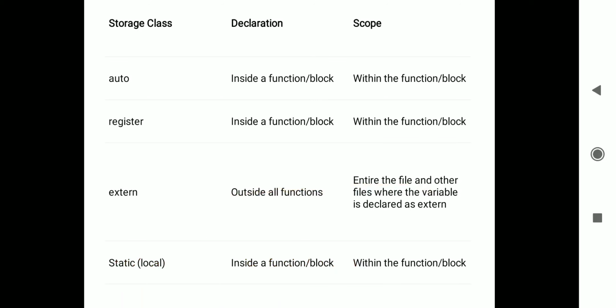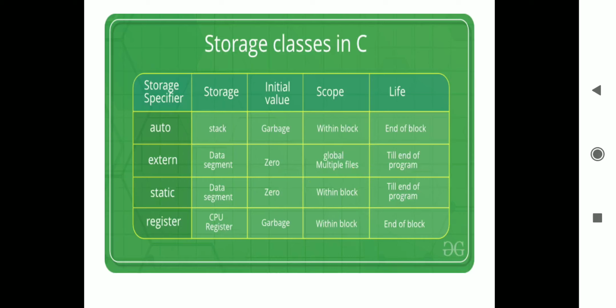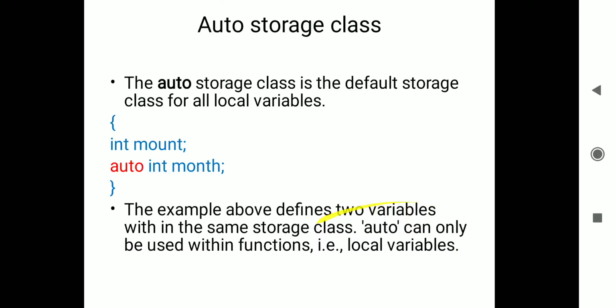Next is storage class declaration. Auto and register are declared inside a function, and extern is declared outside of all functions. Auto, register and static storage classes are declared inside a function, and only the external storage class is declared outside all functions. As for initial values, auto and register storage classes have a garbage initial value, and external and static storage classes have an initial value of 0.